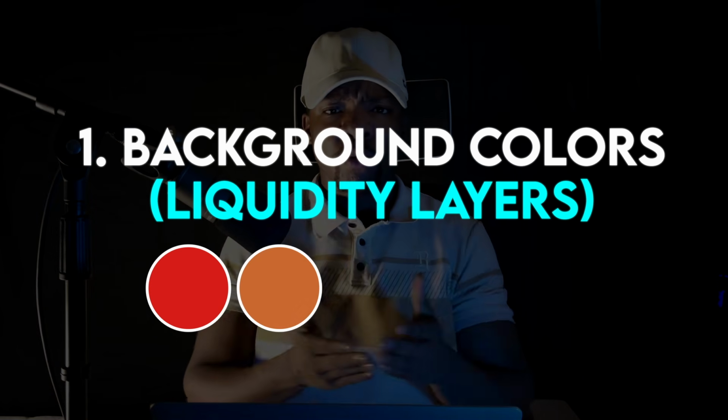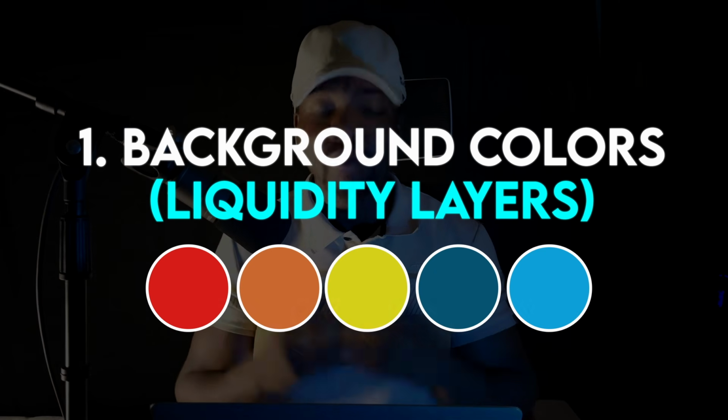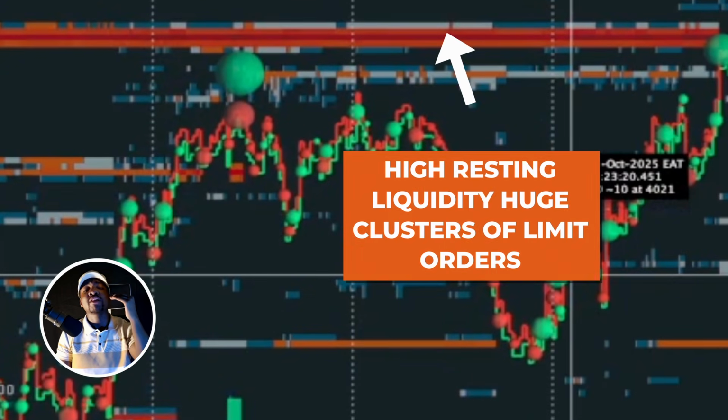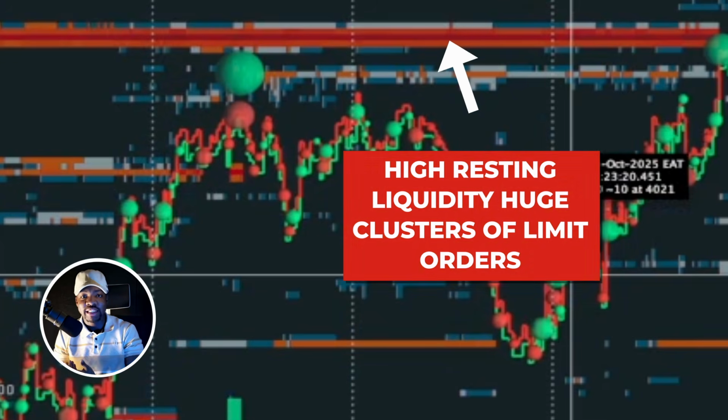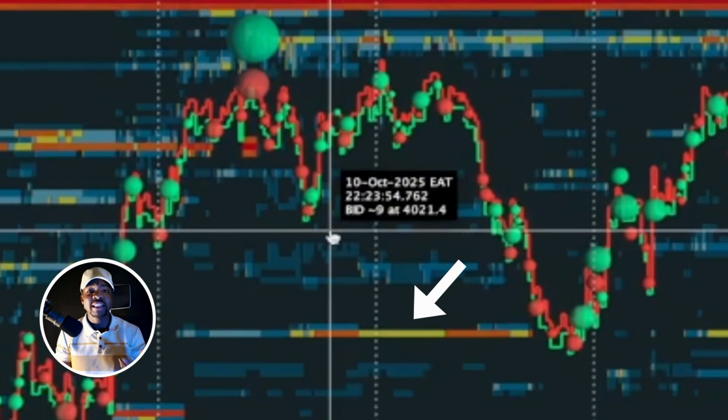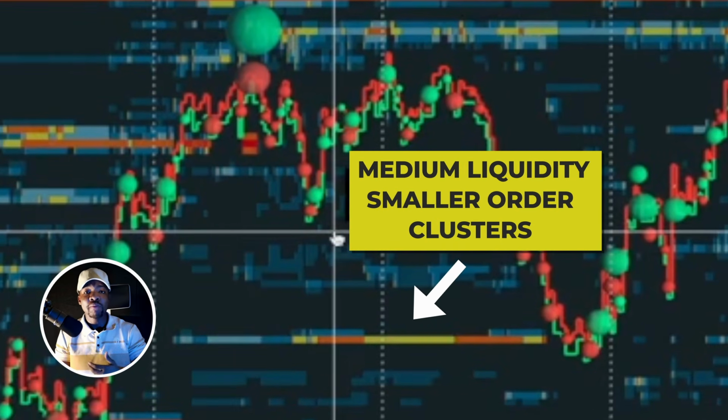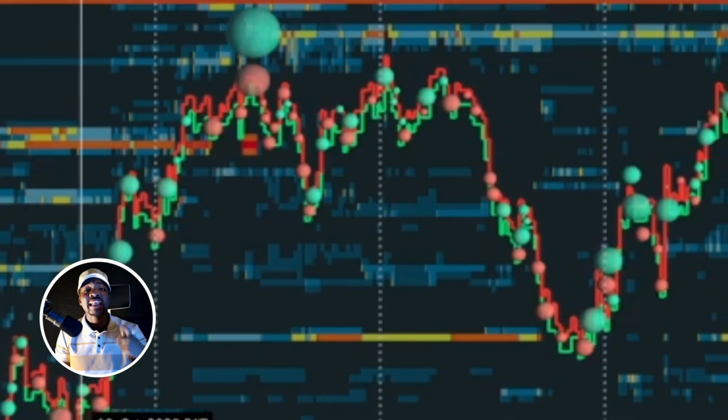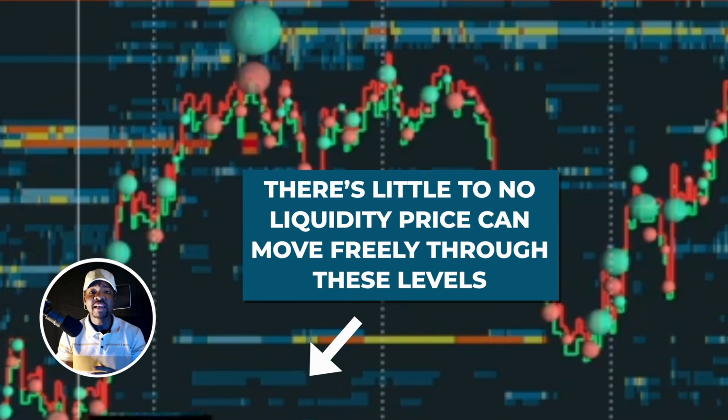First of all, we're starting with the background colors, the liquidity layers. The bright red and orange bands represent high resting liquidity, huge clusters of limit orders sitting in the book. The yellow zones show medium liquidity, which are smaller order clusters. And the dark blue and black zones mean there is little to no liquidity. Price can freely move through these areas and levels.